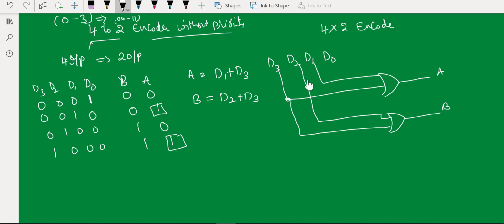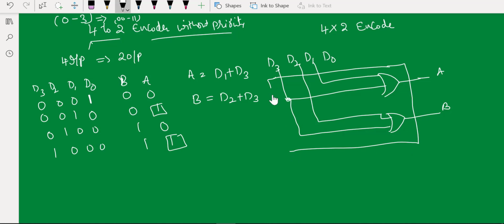So whenever you press D0, it's going to produce 0 0 because nothing is active. When you press D1, it is going to produce 1 here and the rest will be 0. If you press D2, it is going to produce 1 here, the rest will be zeros. If you press D3, it is connected here as well as here, so you are going to get 1 1 output. So this is how your 4 into 2, or 4 line to 2 line, encoder works.